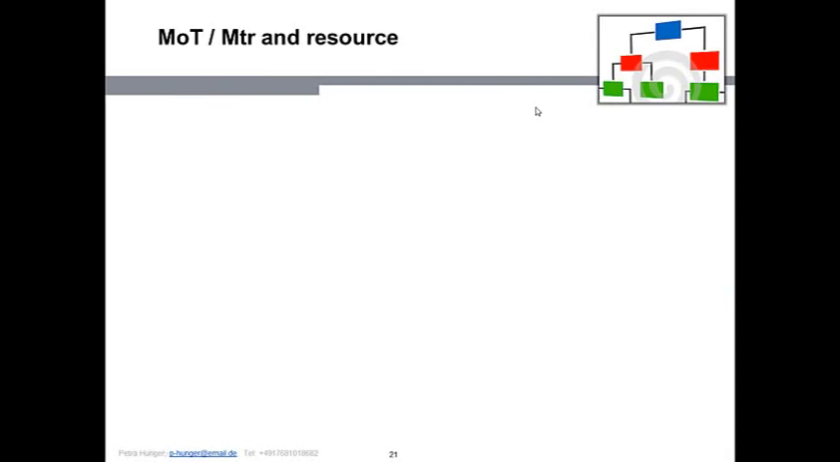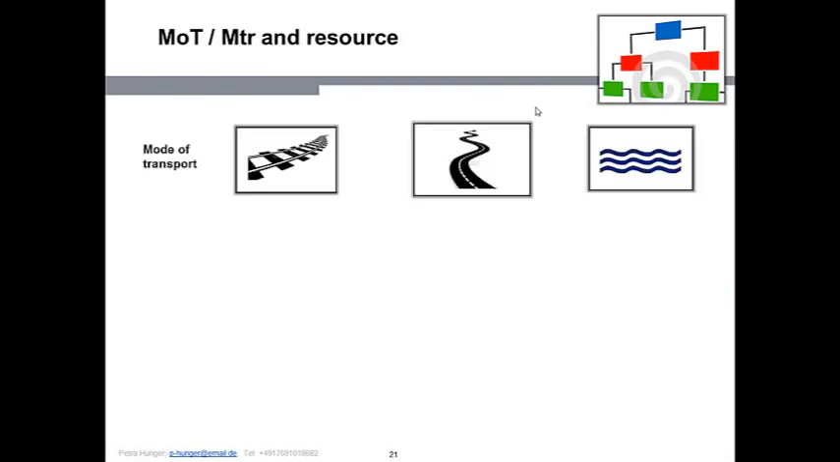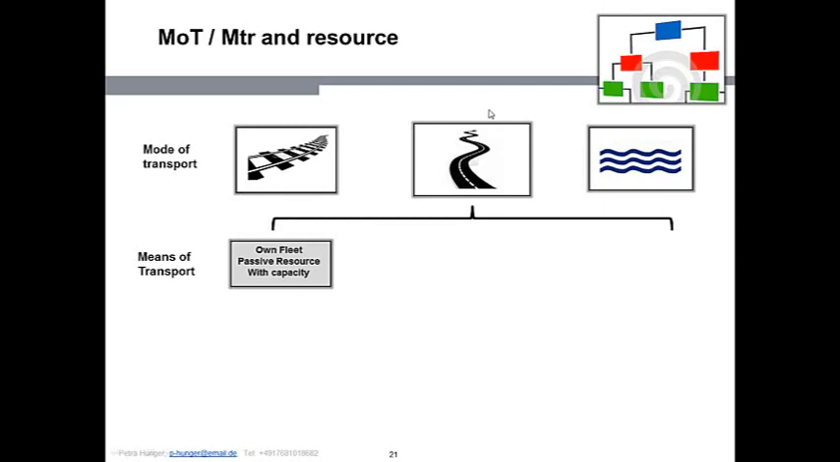Let's come to the mode of transport, means of transport, and resource to compare the three. So the mode of transport is really the highest level. You can have rail, road, and water. And then the means of transport is below that. So everything which is traveling on the street or on the road can be further subdivided into means of transport.